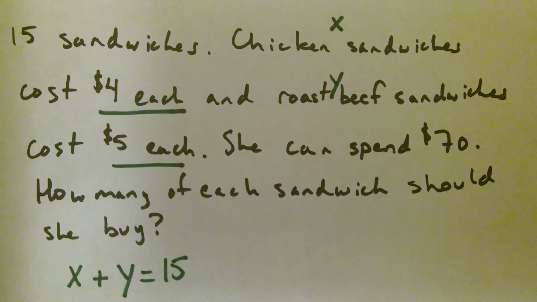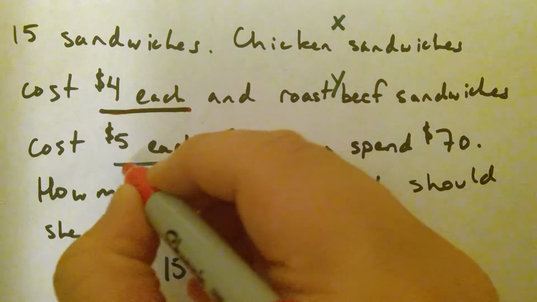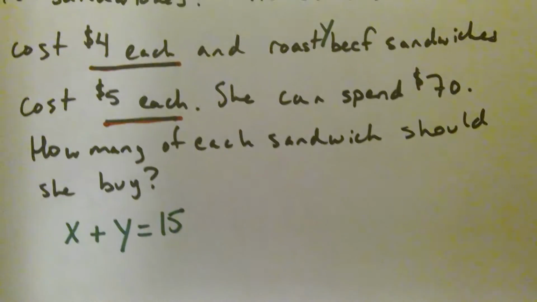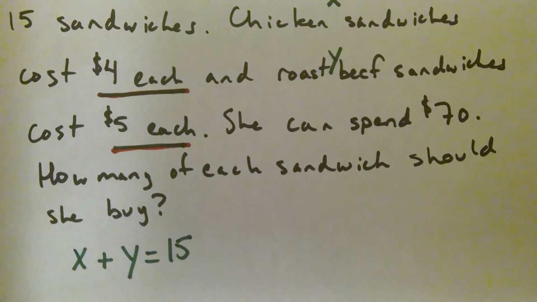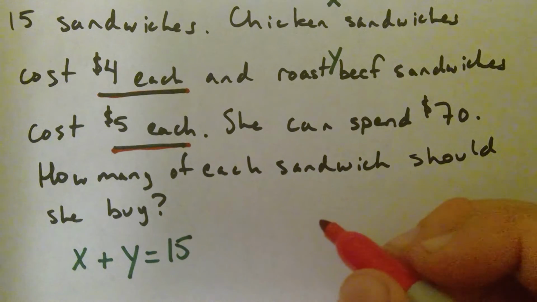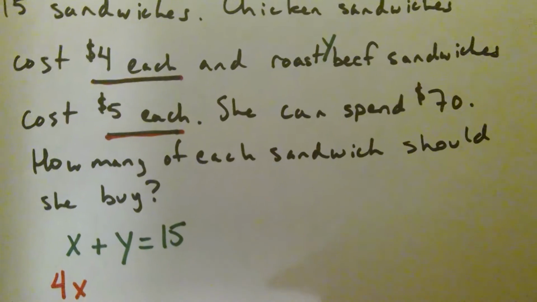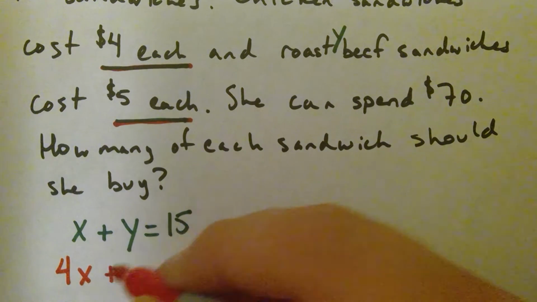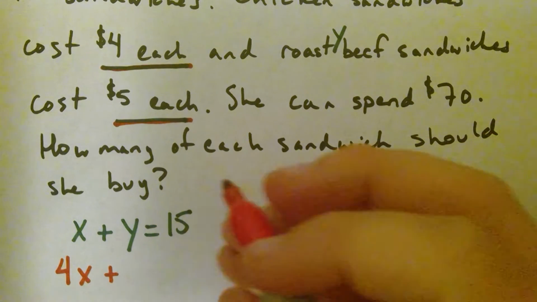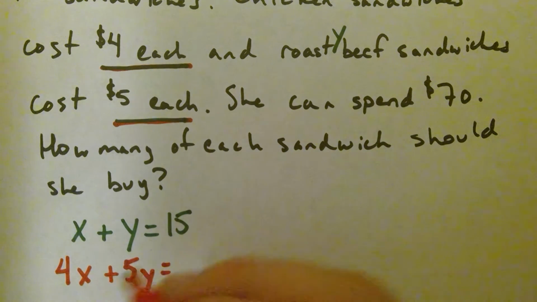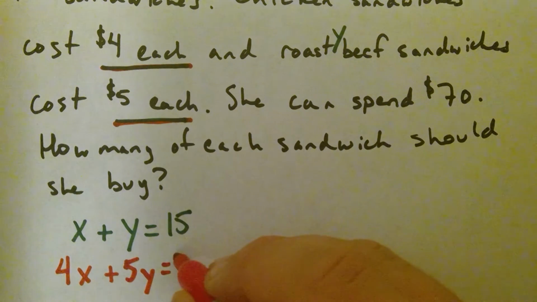Okay. Now, in red, go ahead and underline this in red. What do we know about our sandwiches? We know that the chicken sandwiches cost $4 each. Remember when we were writing equations, "each" means it's going to go with a variable. So we have 4x, and roast beef sandwiches cost $5 each. So that goes with a variable. So 5y. And how much money can she spend? So if we have $4 times the number of chicken sandwiches, $5 times the number of roast beef sandwiches, that's $70.